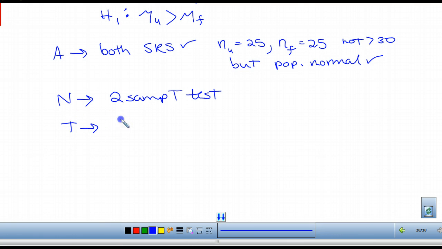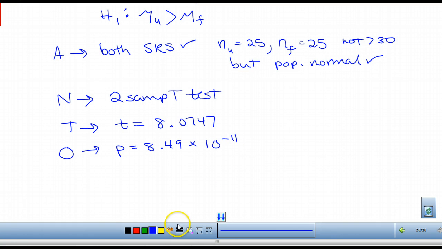Your test statistic should be t equals 8.0747, and your p-value should be p equals 8.49 times 10 to the negative 11. If you didn't get that, but you got close to it, go back and check.